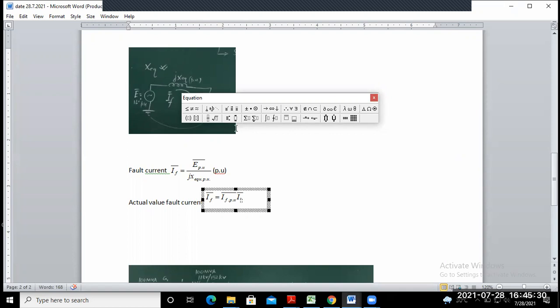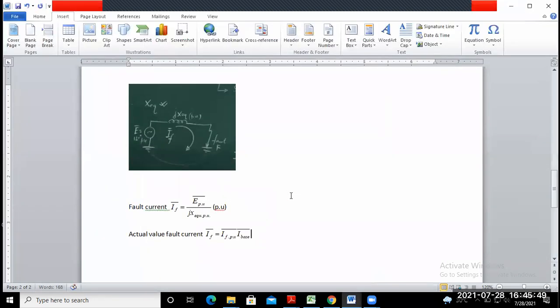How can you find the base current? We already found the fault current in per unit. If we find the base current, then we can calculate the fault current in actual value. That means I_F per unit into I base. So how can we find the base current?